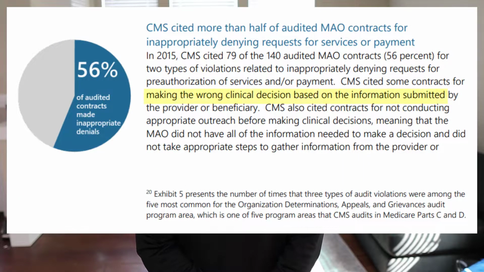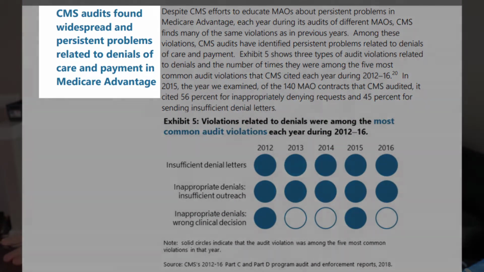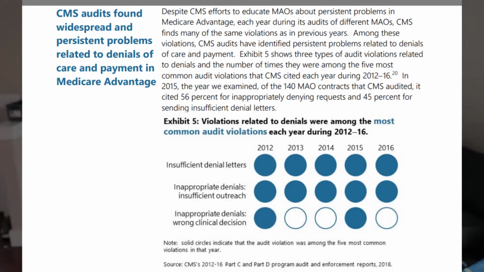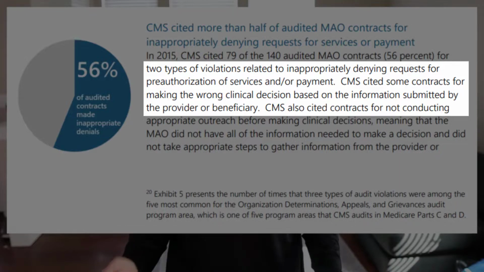So, how are Medicare Advantage plans different, and how do I see that the research shows that they have problems? First, the Office of Inspector General in their reports have found that Medicare Advantage plans make inappropriate decisions when it comes to medical attention needed for their members. You can see here, this audit shows that the problems are widespread when it comes to denials of care and payments in Medicare Advantage plans. There are insufficient denial letters, inappropriate determinations, and inappropriate or wrong clinical decisions when it comes to their members' care.